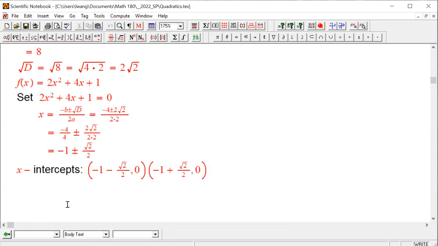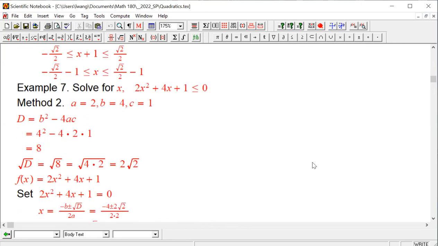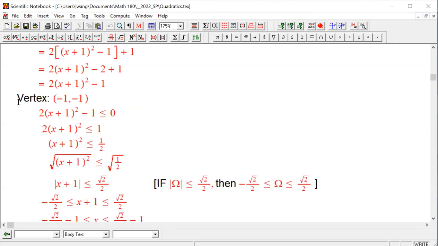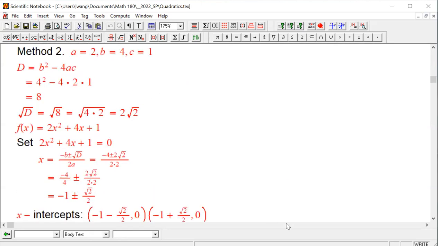Same idea. So do we need to know the vertex? In this, we don't really need to know the vertex. Sorry, we do not need to know the vertex. We really just need to know the x-intercepts.